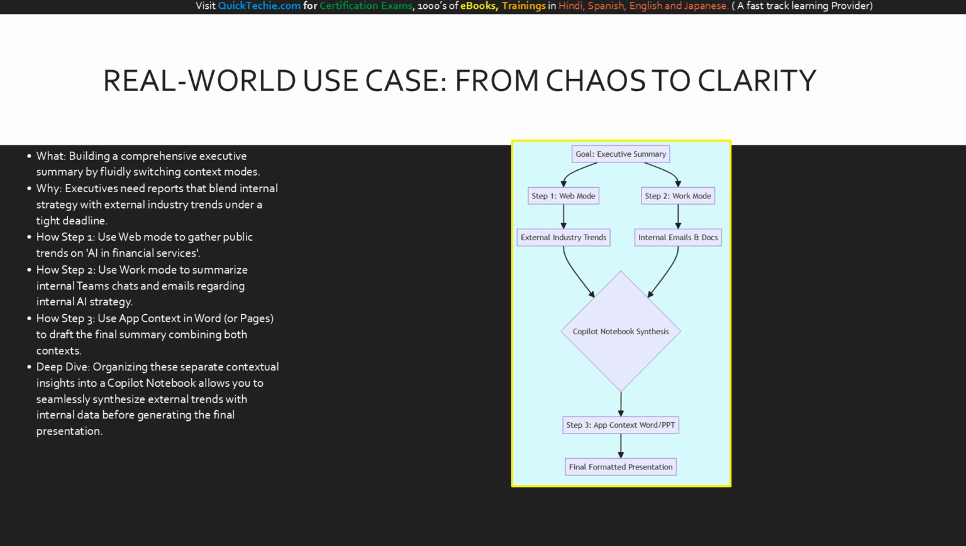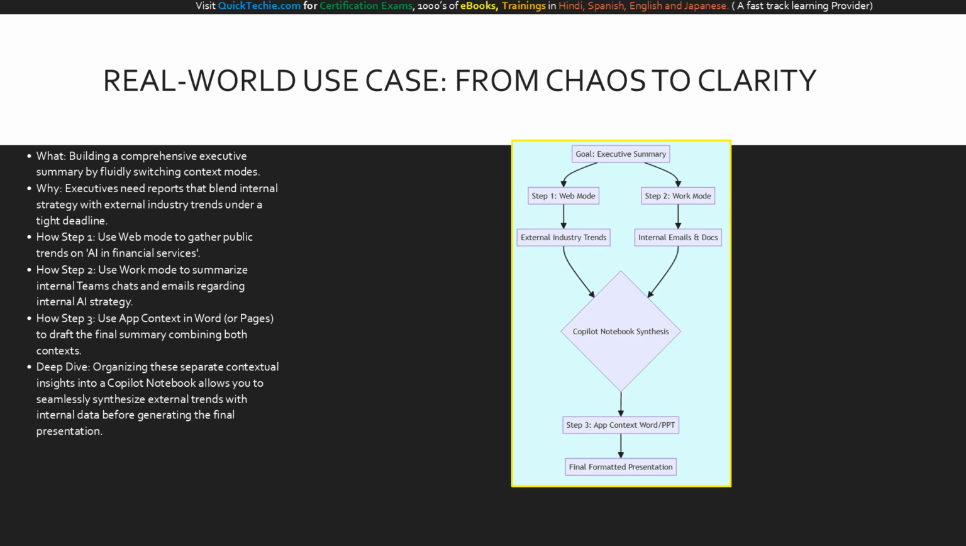Let us bring all of this together with a real-time, highly practical use case. Imagine you are tasked with writing an executive summary on AI in financial services by tomorrow morning. Your information is scattered. First, you leverage web context. You ask Copilot in web mode to gather the latest industry analyst reports and public trends. Second, you shift to work context. You use work mode to summarize internal meetings, emails, and strategy documents from the past 3 months. You drop these insights into a Copilot notebook to organize them.